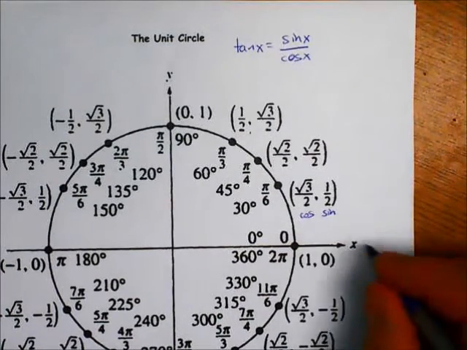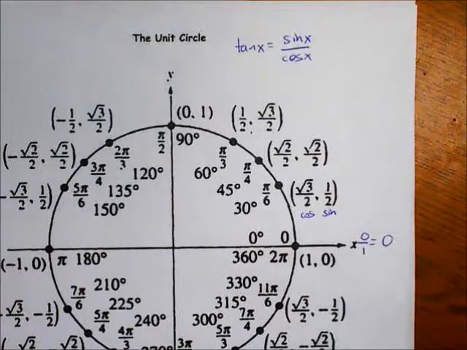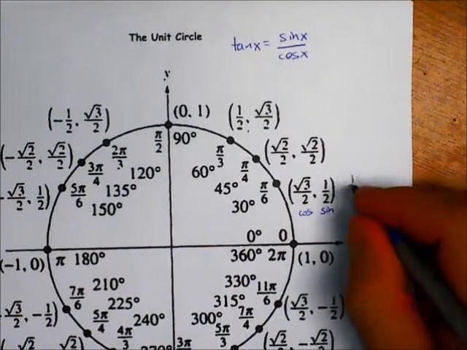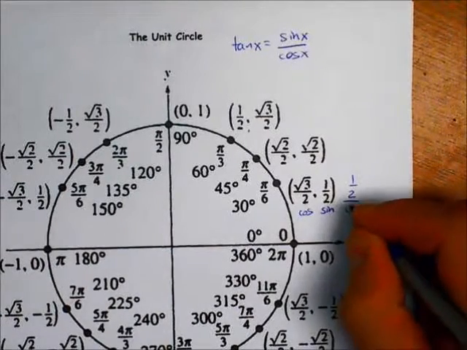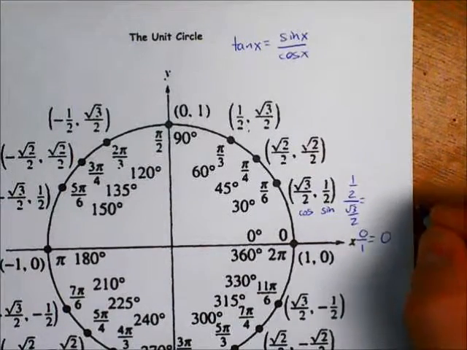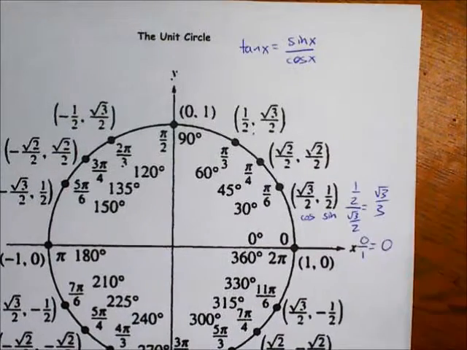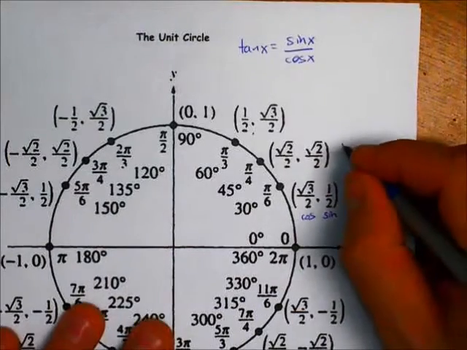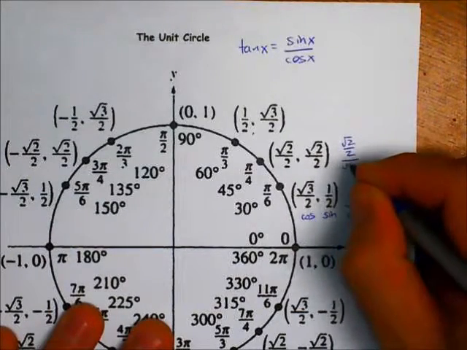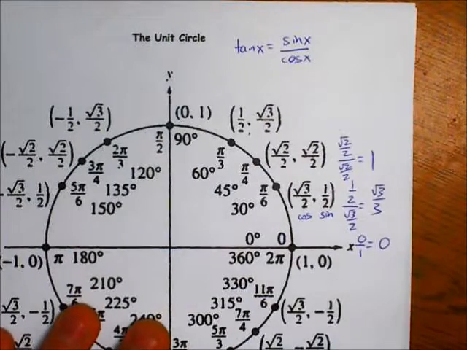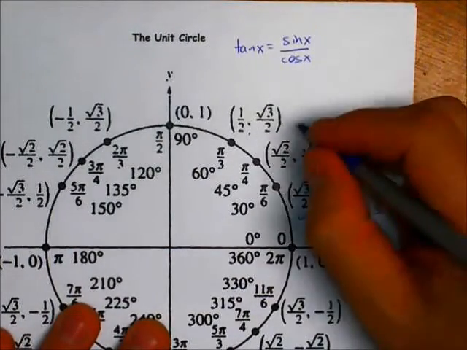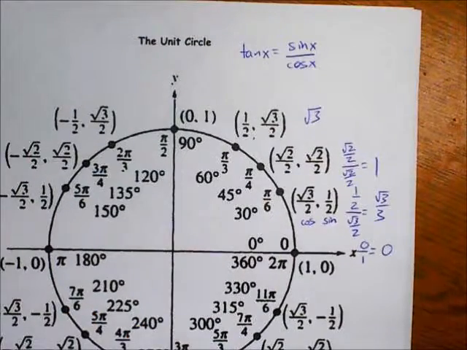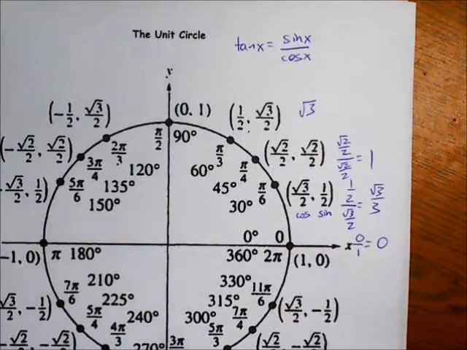So for instance, at 0, 0 divided by 1 is 0. Okay? 1/2 divided by the square root of 3 over 2 ends up being the square root of 3 over 3, which is roughly 0.57 or something like that. Square root of 2 over 2 divided by the square root of 2 over 2 is just going to be 1. And the square root of 3 over 2 over 1/2 is going to be the square root of 3, which is roughly 1.7.